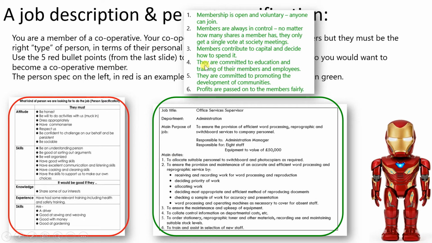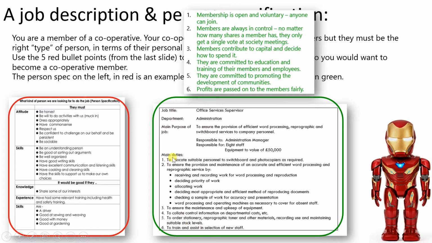If we then look at number 4, they are committed to education and training of their members, other people who have invested, and employees, who are the people who get paid to work in the cooperative. So that is a main duty as well, because they're looking at professional development of other members and of the employees. So we can break that down in terms of training, educating, supporting each other. And number 5, they are committed to promoting the development of communities. So we can turn that into a task. We can talk about what community activities they are doing, supporting schools, supporting litter picks, all sorts of things.